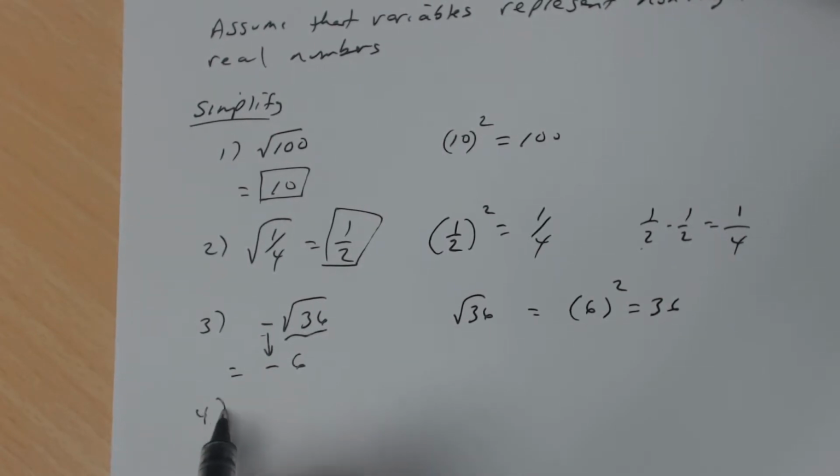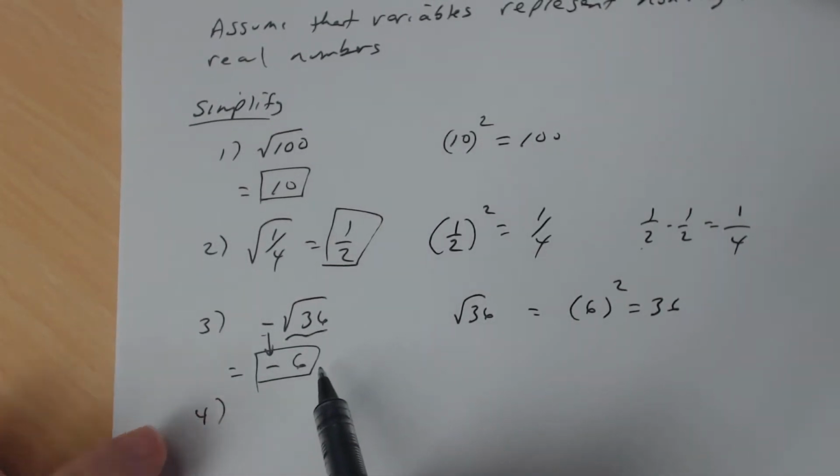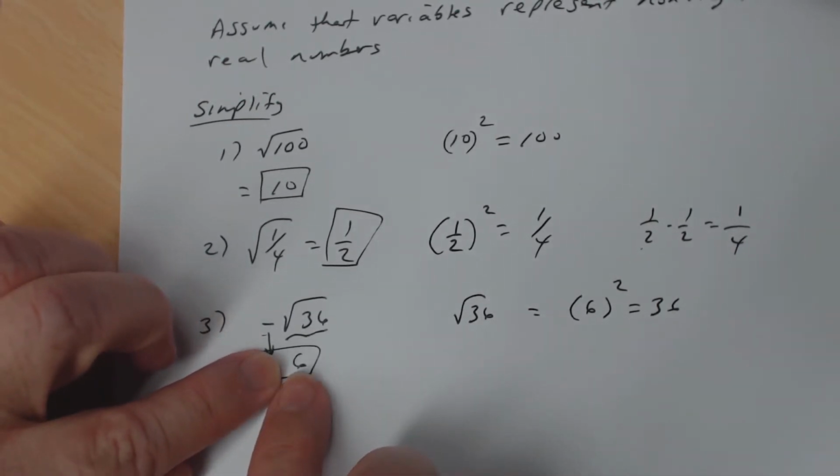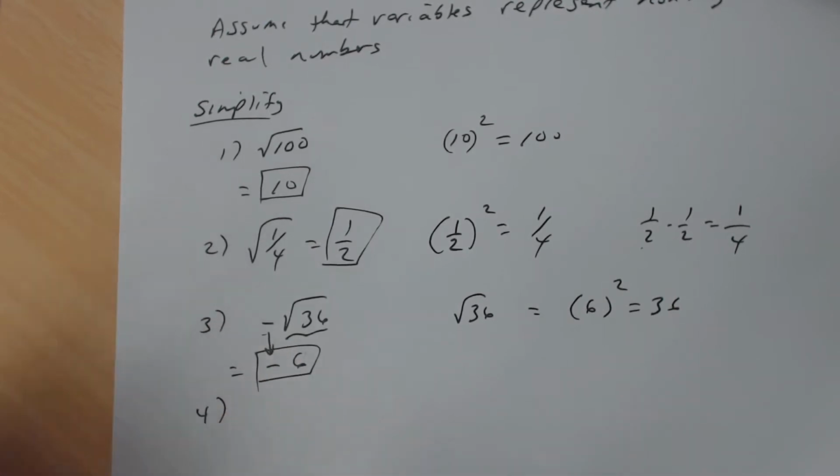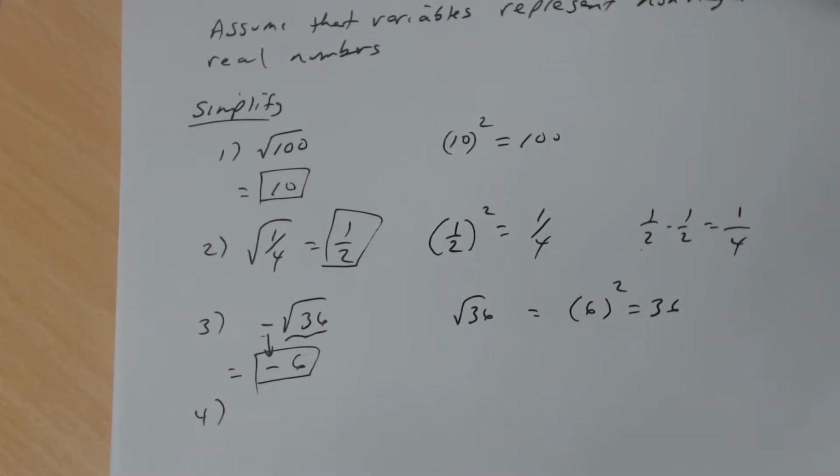Number 4, so the answer is negative 6, because, now be careful, this part right here, 6 times 6 is 36, right? But you want this to be negative, so you want the negative square root.